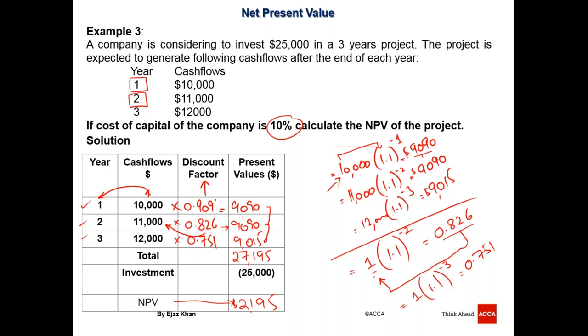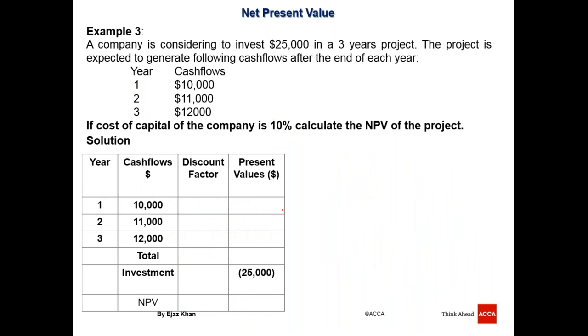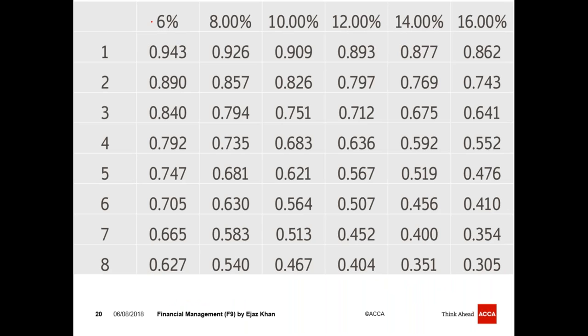So it would be too convenient for us if we know these discount factors in advance. All we need is to pick the relevant discount factors and then multiply them with the cash flows to get the present values. So in the exams, you will be given a table called present value table, and it will be in this form as on your screens. So what we need to do is to pick the relevant column, which will depend on the discount rate that we are using, and it will depend on the value of N.